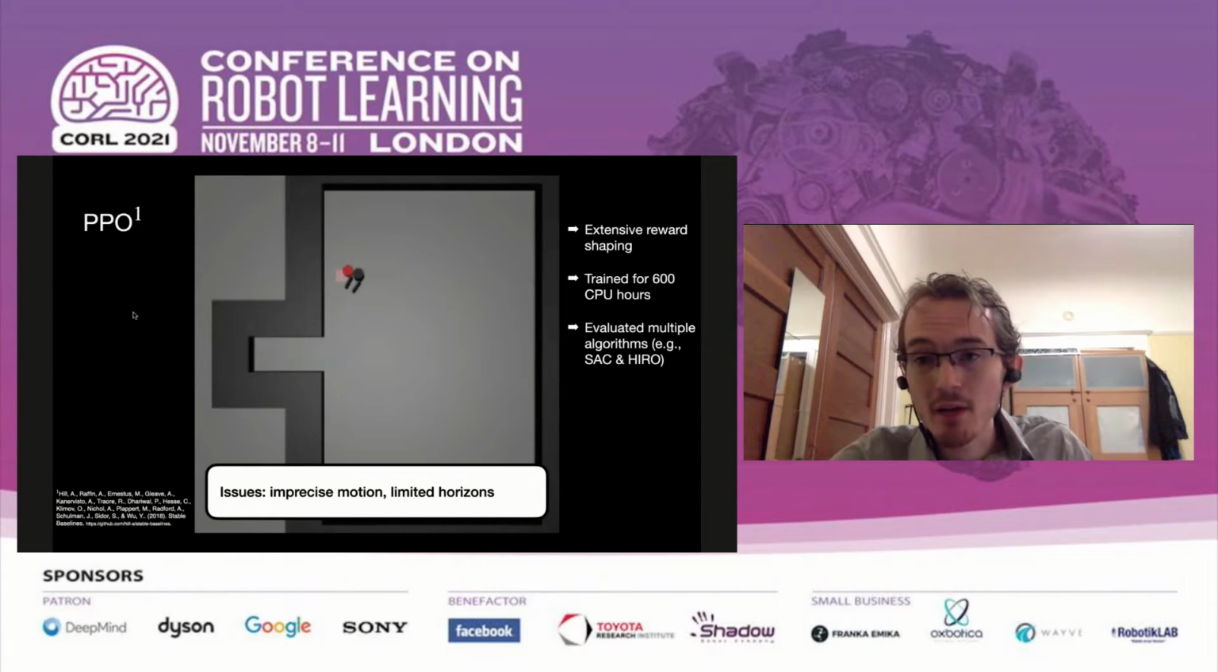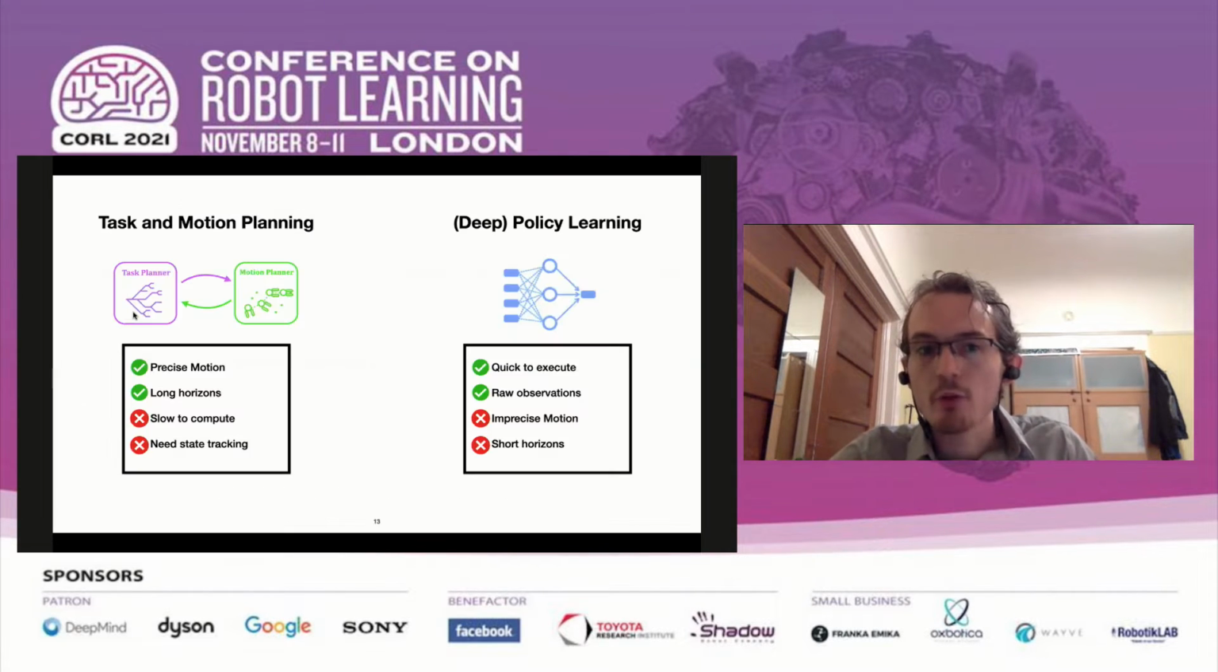And the issue here is that because we no longer have the constraints on the motion, we just have a less precise form of control. We're going to build up small errors over time, and we're going to be limited in the horizons we can operate over. So to recap, task and motion planning is nice because it gives us a precise motion and we can execute it over long horizons, but it's slow and we need to precisely track the world state. Training a policy gives us something that's fast to execute, and we can operate from more general observations such as images. The motion is less precise, and we can't operate over the same horizons.